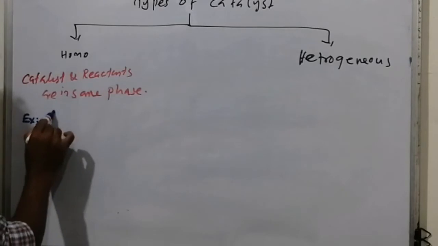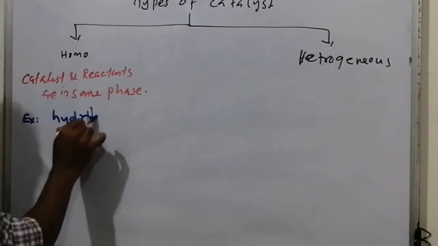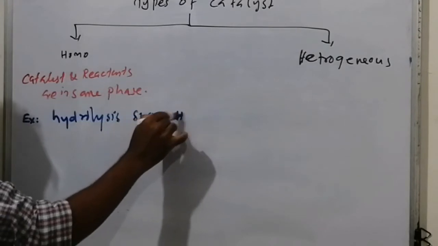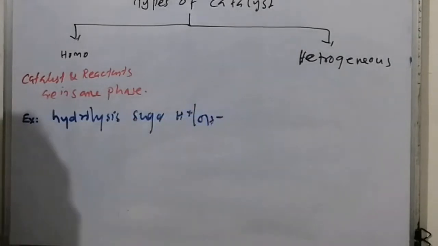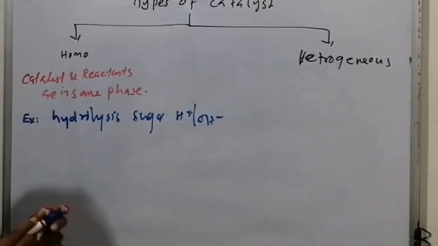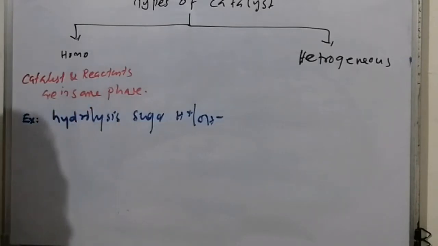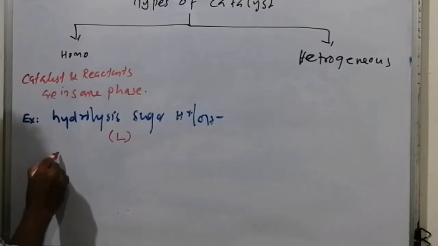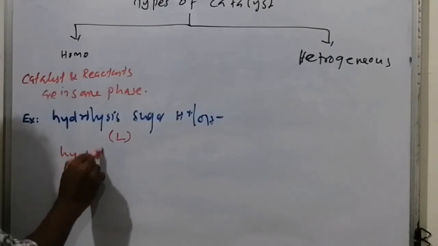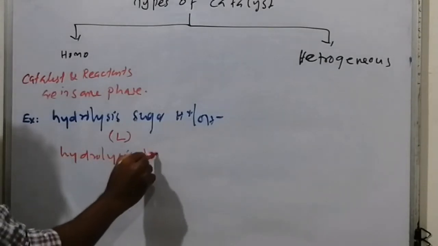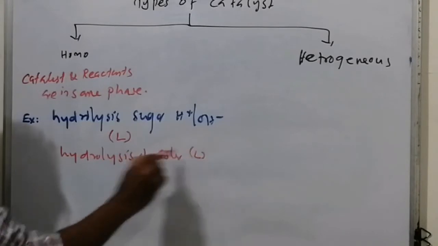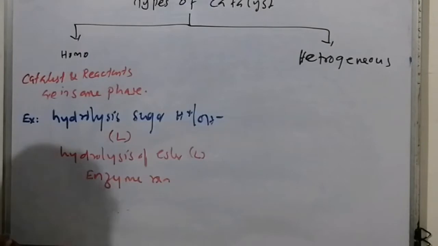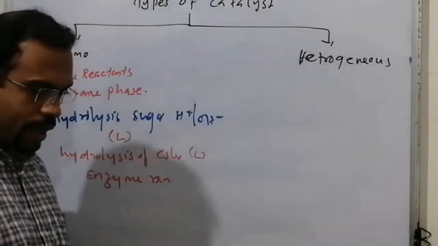Example, hydrolysis of sugar by H plus or H minus. Acid or base catalyze hydrolysis of sugar because the reaction is liquid phase. Which phase? Liquid phase. Now, hydrolysis of ester, this is also liquid phase. Enzyme reaction.